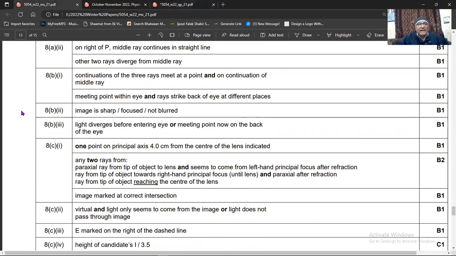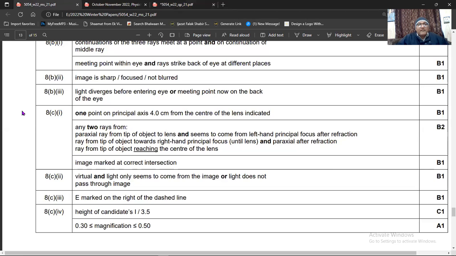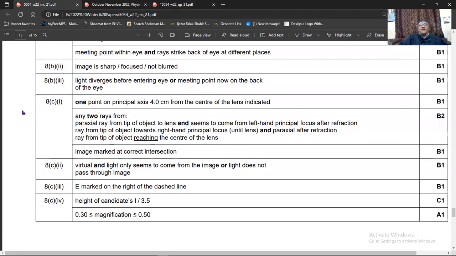He says the light diverges before entering the eye, meeting at a point now on the back of the eye, or we can say the retina.